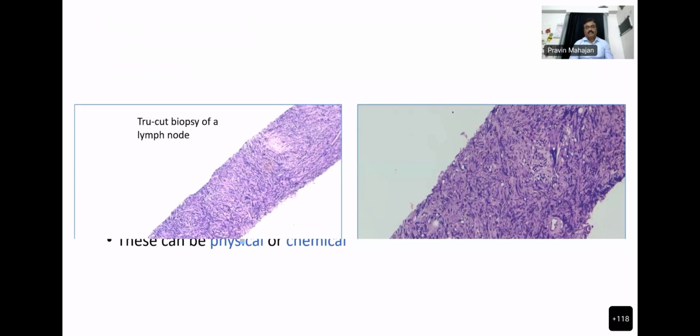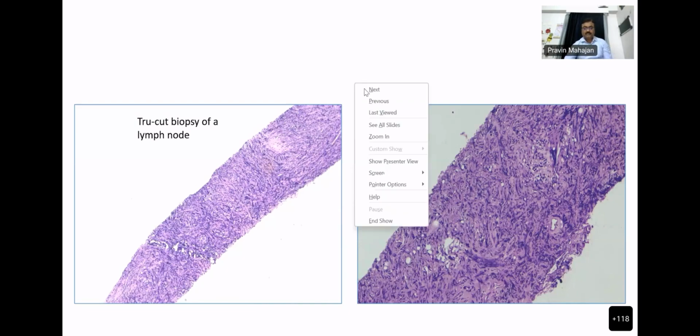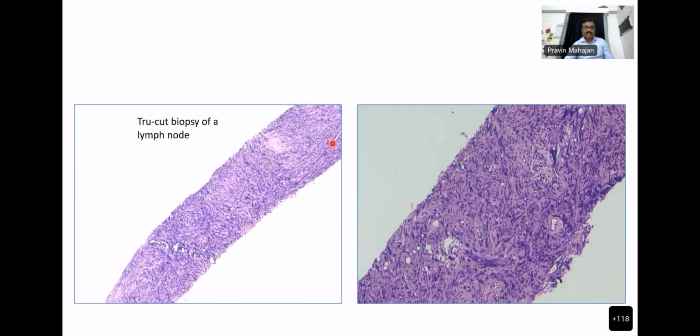Now, let us look at this physical artifact. Here is a true cut biopsy from a lymph node, and you can make out that this is the core of tissue of the lymph node, and you cannot make out anything even on the high power. The cells are completely crushed, and the nuclei look completely elongated. So what is it called? It is a crush artifact.